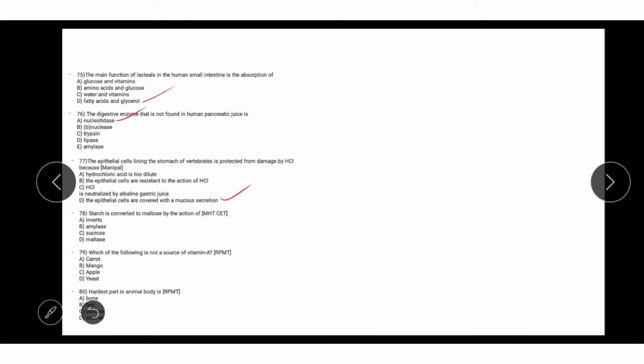78th question is, starch is converted to maltose by the action of amylase. Which of the following is not a source of vitamin A? Yeast. Hardest part in the animal body. We all know it's the enamel.